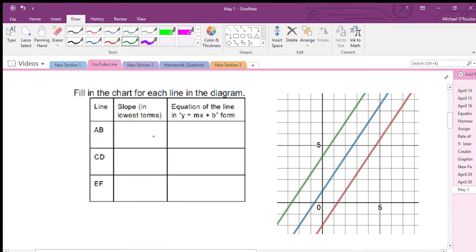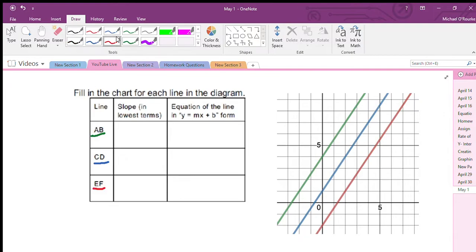So let's take a peek here. We're going to fill in the chart to start. We'll start with the green. So this will be green. This will be blue. This will be red.